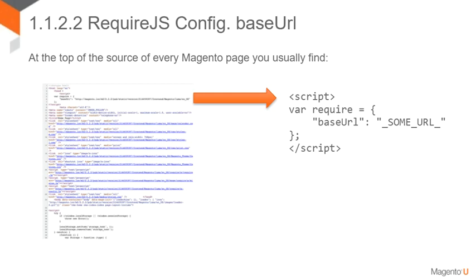So if we call require test/module1 with m1 equals true, require.js will be looking for the file at Magento URL/pub/static/version 15146593977/frontend/magento/luma/en_us/test/module1.js.